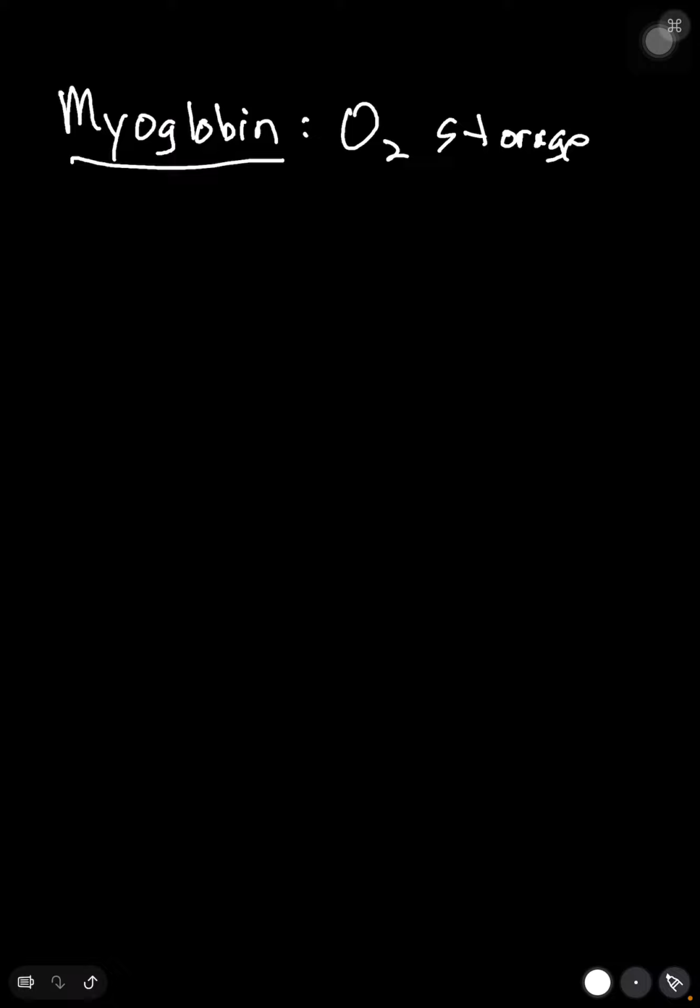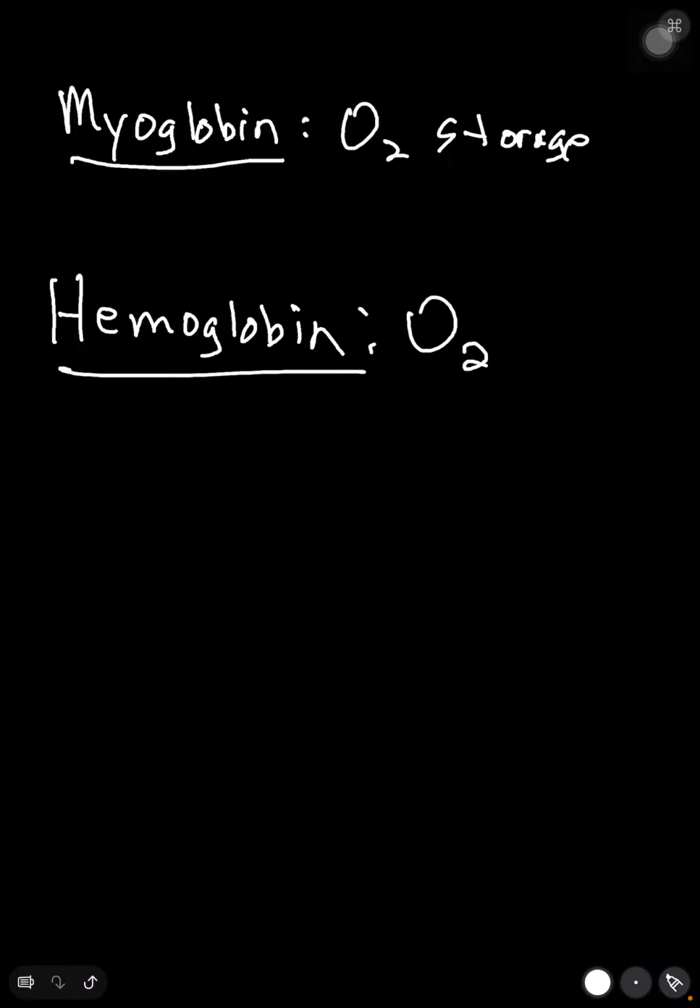Myoglobin's used for oxygen storage. Hemoglobin also binds oxygen, but its overall function is not oxygen storage. It is oxygen transport. What hemoglobin does is it'll go to the lungs, pick up oxygen, carry it through the bloodstream to other tissues, and then drop it off there. Then it'll go back to the lungs, lather, rinse, repeat. Whereas myoglobin is just basically stored in the muscle tissue.